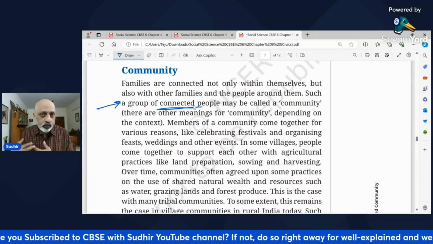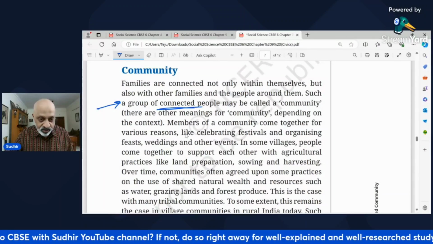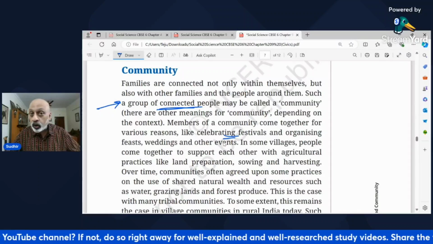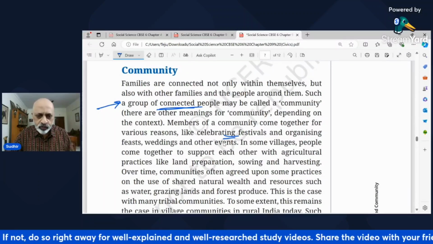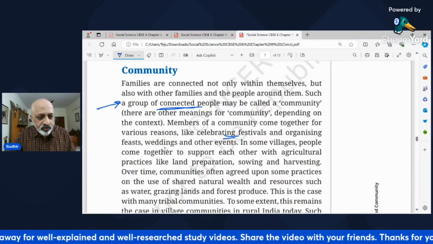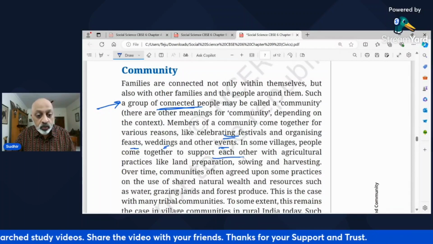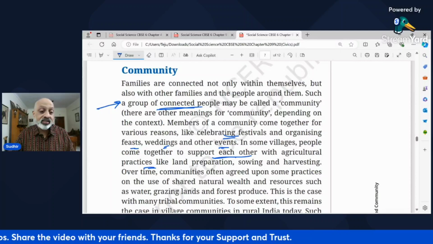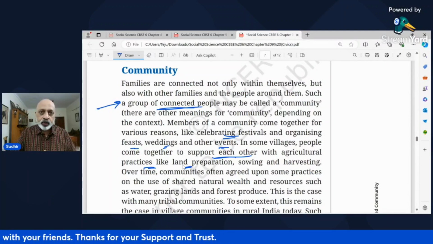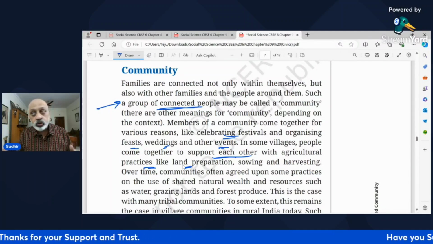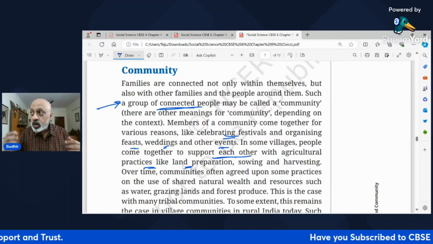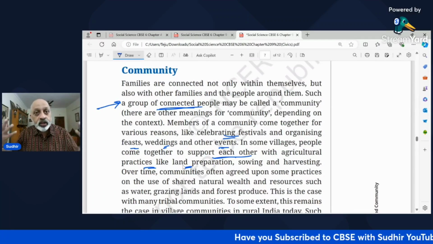So members of a community come together for various reasons, like what I've just now mentioned, celebrating Onam, Durga Puja, any other festival, organizing weddings, feasts, and other events. In some villages, people come together to support each other with agricultural practices like land preparation. For example, harvest festival, which happens in January, Sankranti, Pongal, etc. So at that time, everyone comes together to harvest together.